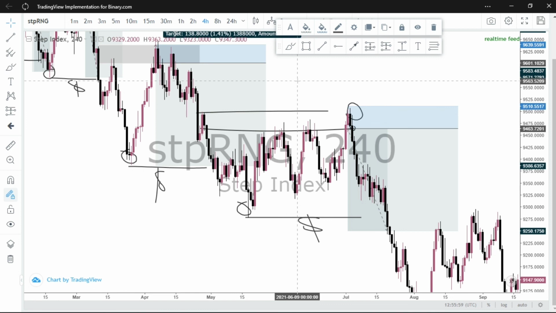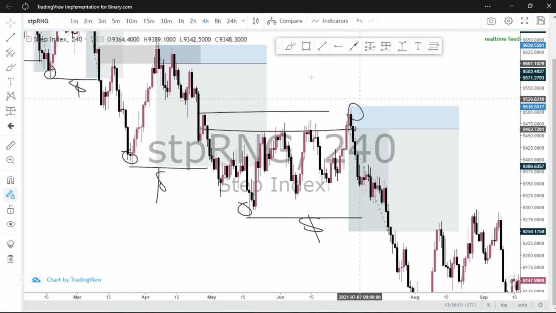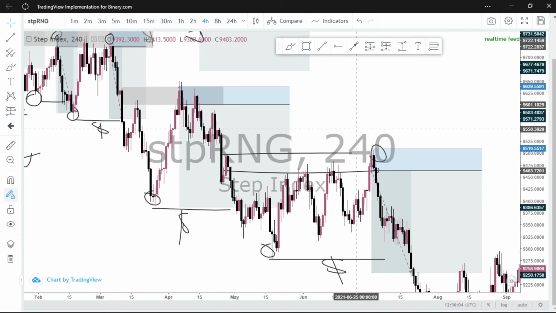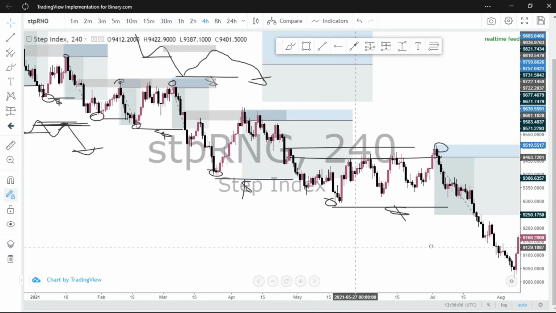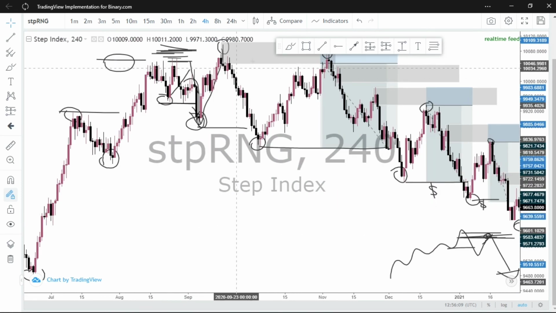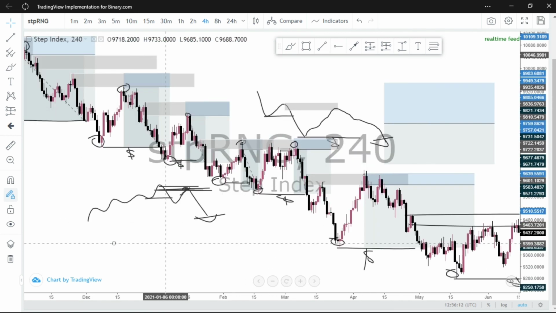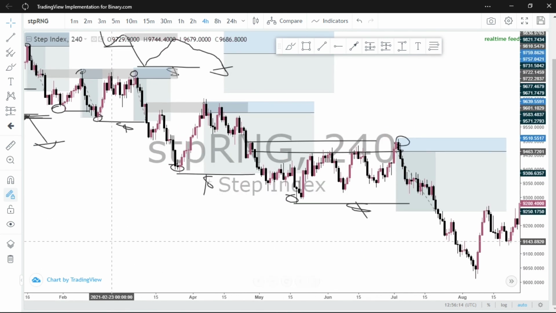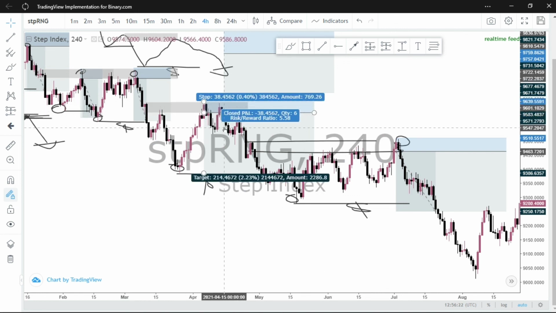Lo and behold, guys, this is the power of the MMC footprint strategy being applied to the synthetic indices. And this is the step index. So all the way from up here, you would have been right in each and every single move, except this one that takes you out. But as I said, it's just due to the lack of lower time frame confirmation that you were taken out.